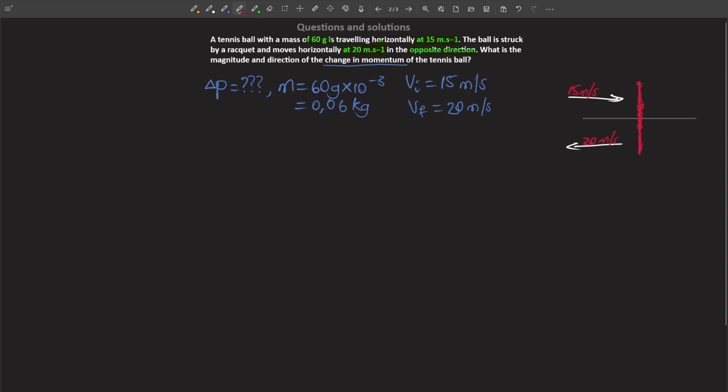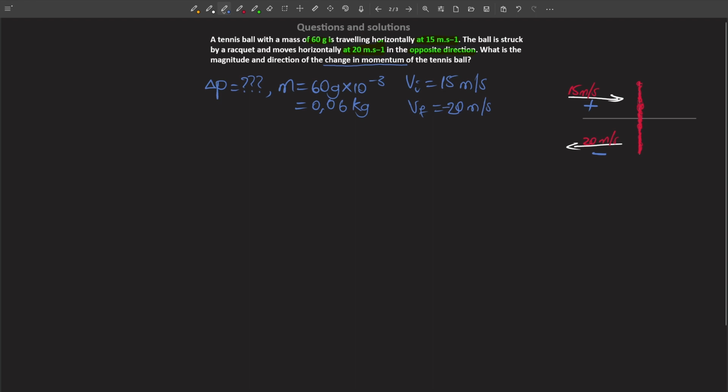So let's just use this. When the tennis ball is moving towards the racket, that will be our positive direction, and when it's moving away, that will be our negative direction. This means that our final velocity is now going to be a negative value.